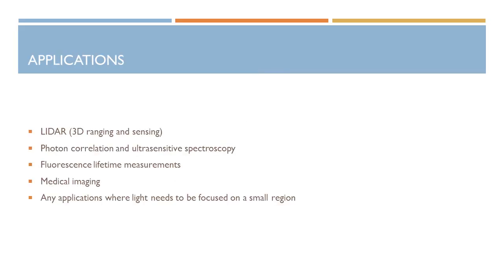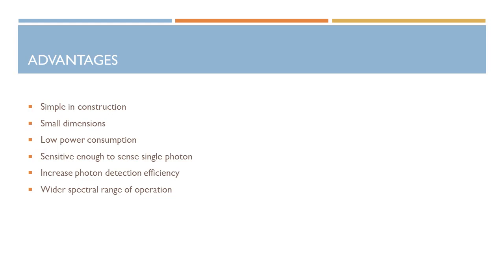They range from LiDAR to medical imaging and basically include any application where light needs to be focused on a precise region. So to wrap things up, let's revisit the motivations behind why we use single-photon avalanche diodes. They are relatively simple and small and power efficient compared to other photodetectors. They have the sensitivity of sensing a single photon and are very efficient in photon detection. And with advancing technology, continue to widen the spectral range at which it can detect photons.